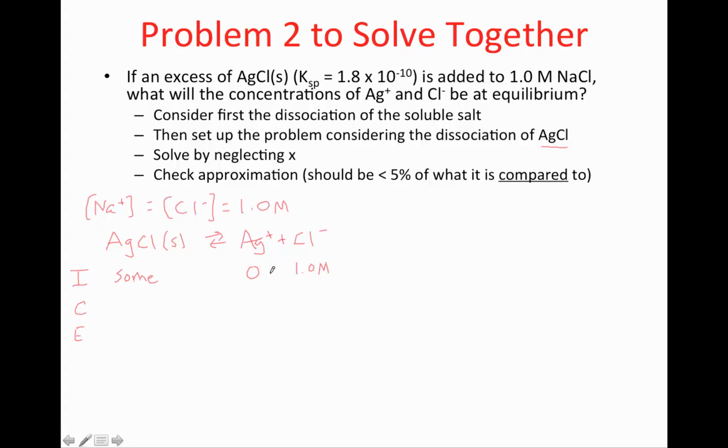This tells us the direction that equilibrium has to go. The reaction has to go forward to create some silver ion, so that then I can have this dynamic equilibrium of the reaction going forward and the reaction going back.